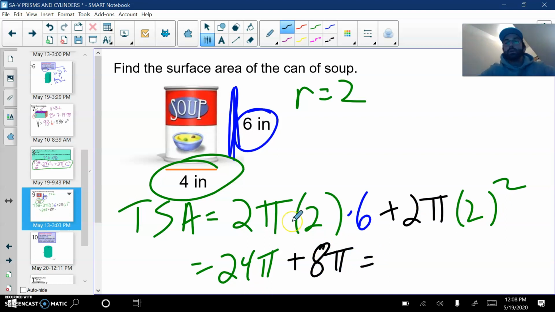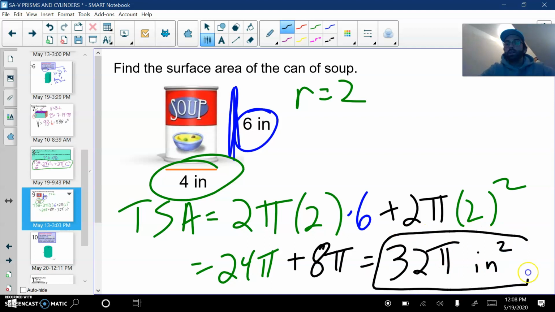Write your answer in terms of pi unless it tells you to round to the nearest decimal. So you should get 32 pi inches squared. So if you're at the grocery store and you're like, hey, what's the total surface area of this can? Well, let me tell you something right now. It's 32 pi inches squared.